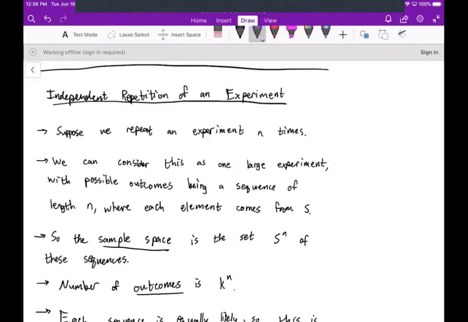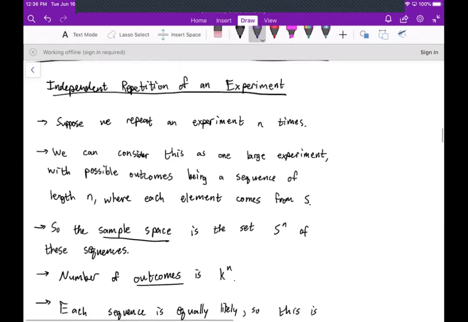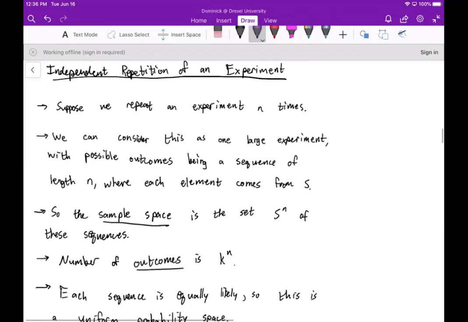Okay, guys, welcome. Today we're going to talk about the independent repetition of an experiment and how it relates to probability. Okay, so we're going to suppose that we repeat an experiment n times. Now we can consider this as one large experiment with the possible outcomes just being a sequence of length n, right? And then of course each element of that sequence would be a particular element from your sample space for the original experiment, right?